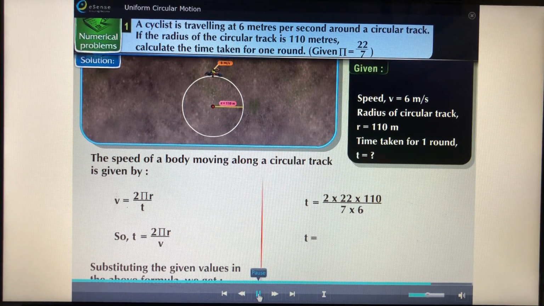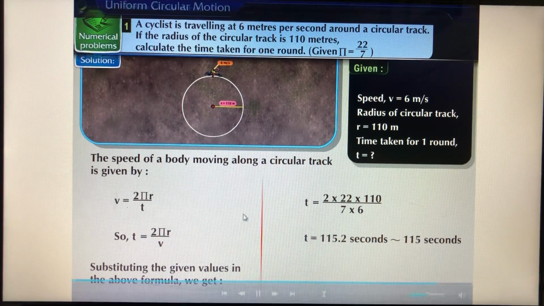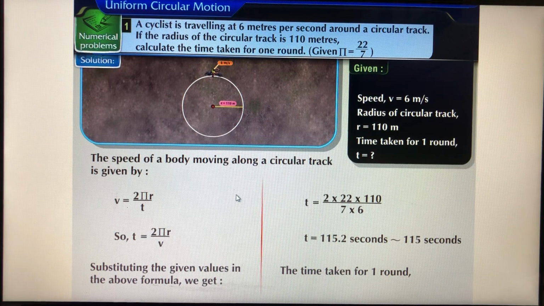T is equal to 115.2 seconds, which is similar to 115 seconds. We remove the 0.2, so approximately time is 115 seconds. The time taken for one round, T is equal to 115 seconds.